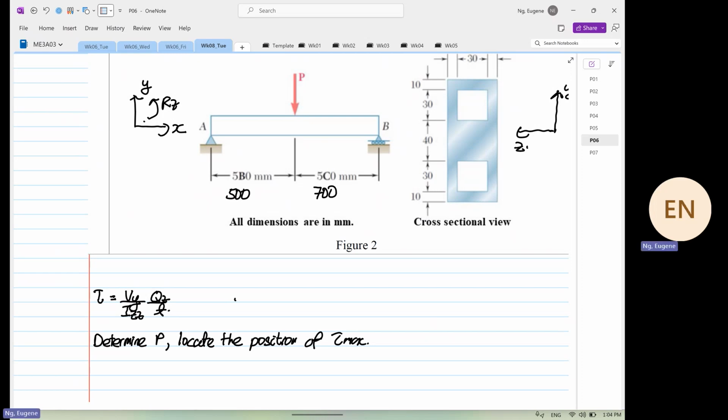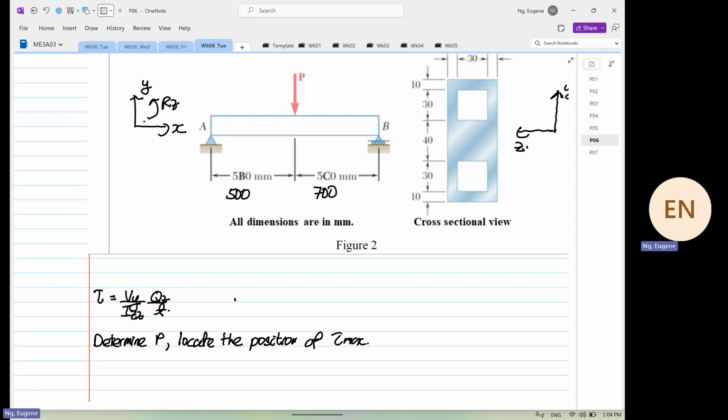Let me give you a hint. I want you to focus on the ratio Q over T. Let's focus on Q. At the centroid, what happened to Q? It's the maximum. Right? Q is at its maximum. Agree? Now, can you see where the thinner section is? Yes or no? The thinner section is where?